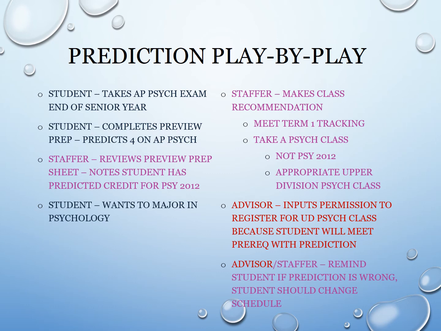So the student is going to have that permission from the advisor to be able to register for the class. And the advisor or the staffer, depending on if they're in the registration lab or they're still meeting with their advisor for registration, both of you potentially, you're going to remind the student that if the prediction is wrong, if they miscalculated what they're going to earn, they should remember to change their schedule. We do have a lot of purge lists that we go through, and we'll check to make sure that students meet prerequisites once the semester starts and the scores have posted, but it's a lot easier on the student if they're the ones who are proactively changing their schedule. If in fact they find out in July that their prediction was off and they didn't actually earn credit for PSY 2012 as they originally thought that they would.